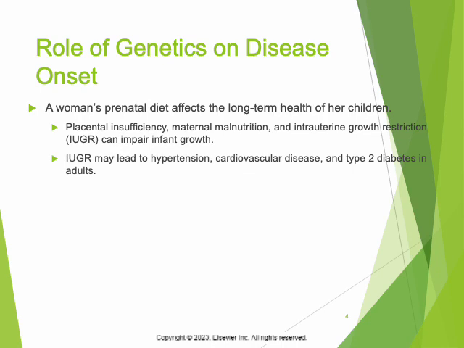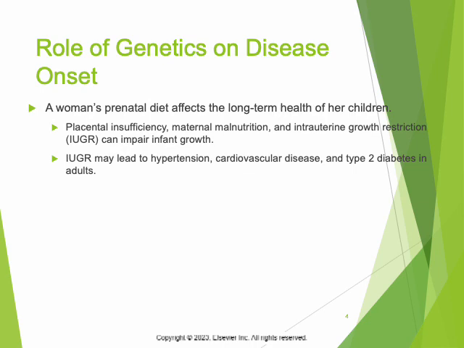So first, let's think of the role of genetics on disease onset. We know that genes affect nutrient metabolism, and we know that nutrients affect the way that genes express themselves. And it really does affirm the old saying, we are what we eat. In fact, studies have shown that even a woman's prenatal diet can affect the long-term health of their children. This is referred to as the fetal origins of adult disease. So if that's something that you're interested in researching, look up fetal origins of adult disease.